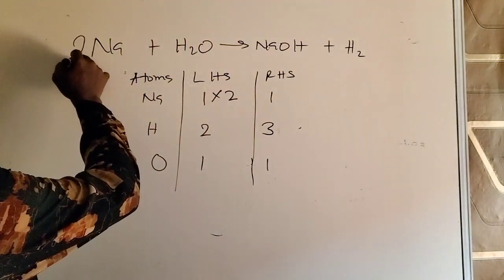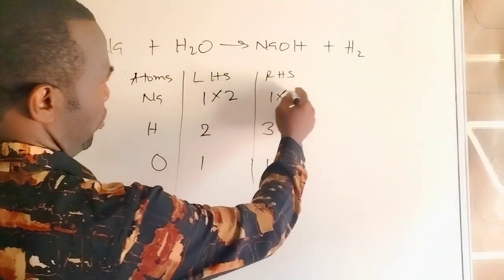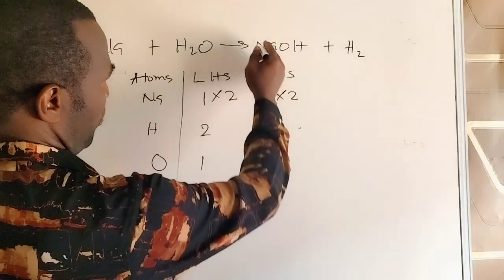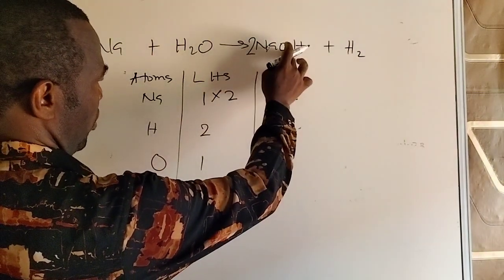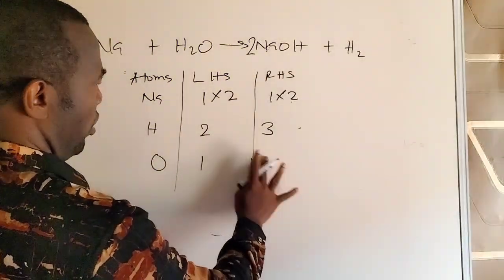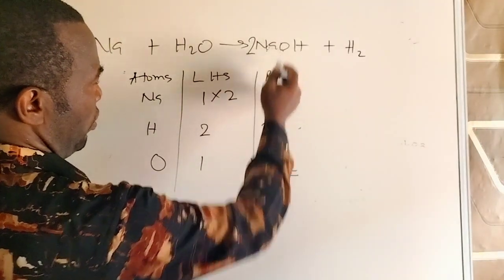So I'll now put 2 here. Then to balance it on the other side, I'll multiply it by 2 on the right hand side. And now put 2 in front here. So sodium becomes 2. Oxygen becomes also 2 on this side. You can see what is happening. Oxygen is 2. 2 times 1, 2.